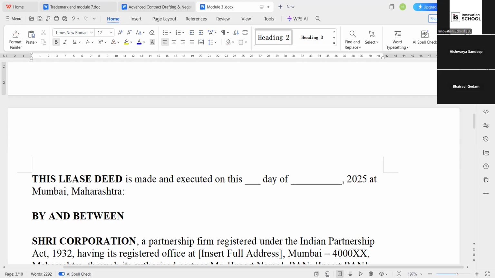Okay, so you have to find out in which jurisdiction your property is located, and you have to do your registration in that area, in that office of the sub-registrar.